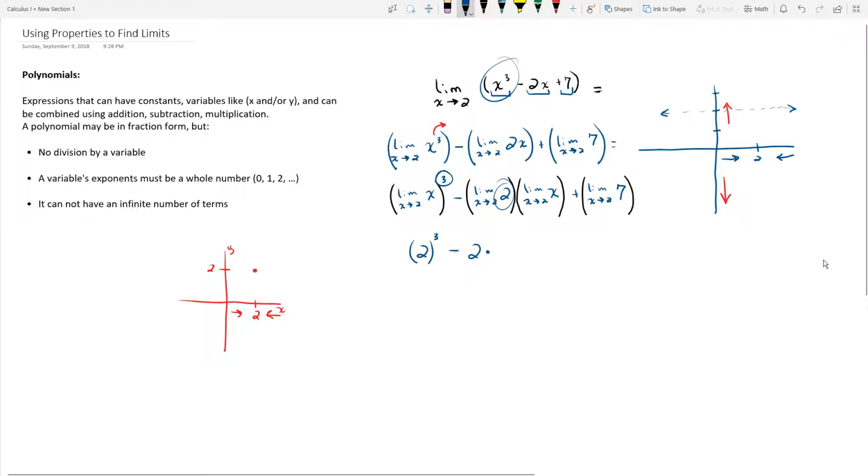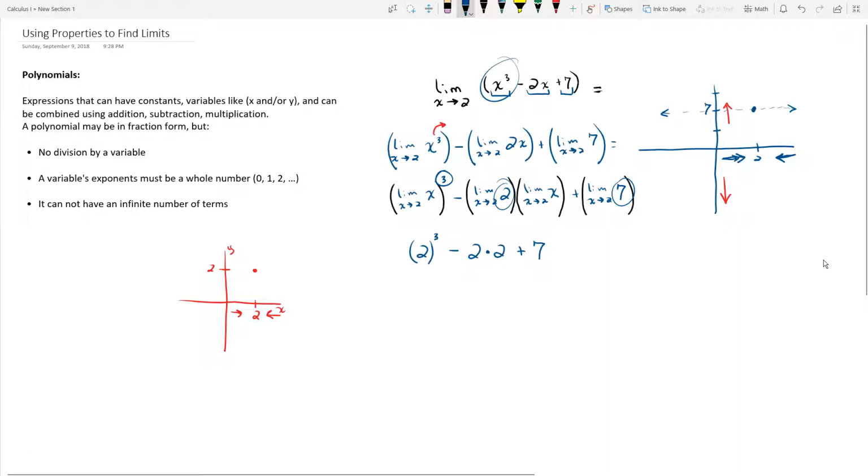The limit as x approaches 2 for x. It's an identity. So we're going to say that as x approaches 2 for x, it is going to be 2. And we're going to add that to another constant here. We have the limit as x approaches 2 is 7. So we could call this 7, and as we're approaching 2, our output is 7, our constant is 7.